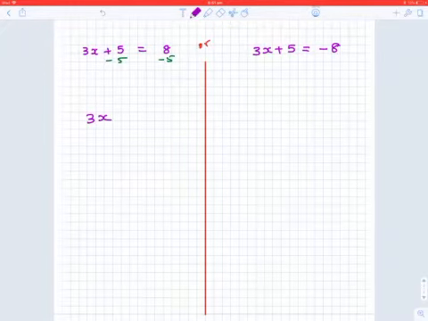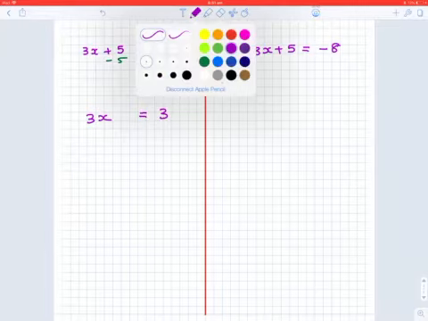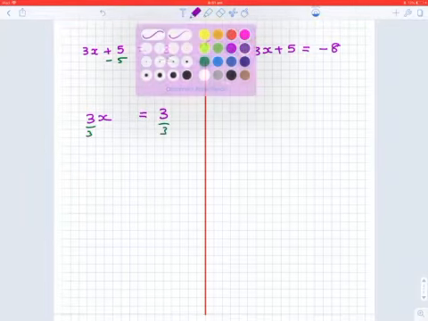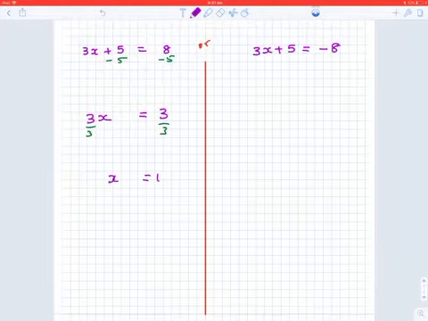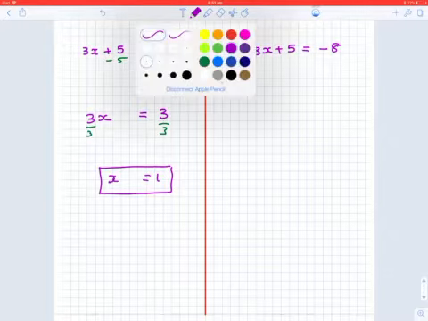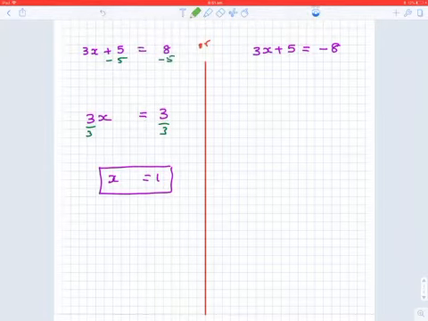We are solving the first equation. I'm just going to do minus 5 on both sides. So the equation becomes 3x equal to 3, then divide by 3 on both sides gives you x equal to 1. This is one answer.